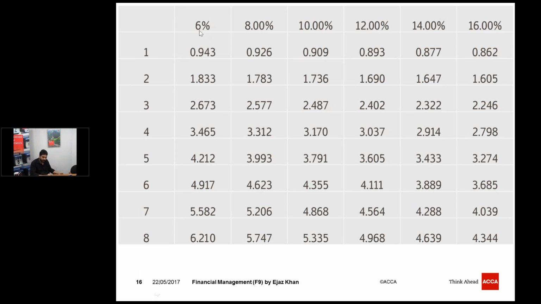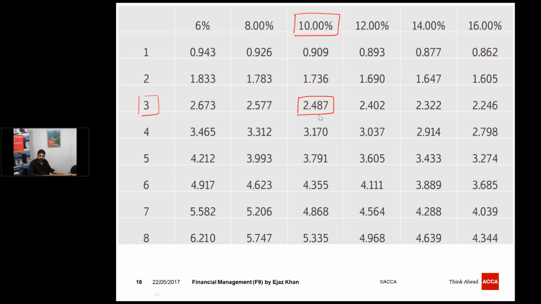If you see this table, it's similar to the discount factor table. It will have discount rates at the top, and it will have the number of years. All we have to do is go to the right discount rate, 10%. And since we were looking for a 3-year project, we'll look at row 3, 2.487 or 2.486. It's a rounding off difference. So 2.487 is the annuity factor for a 3-year project that starts from year 1.